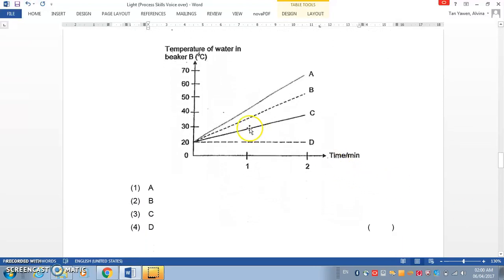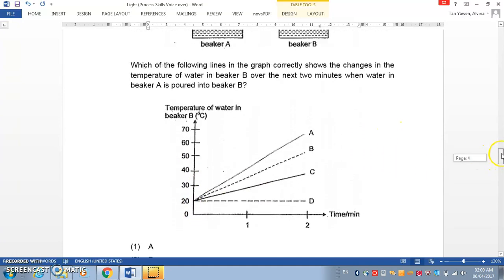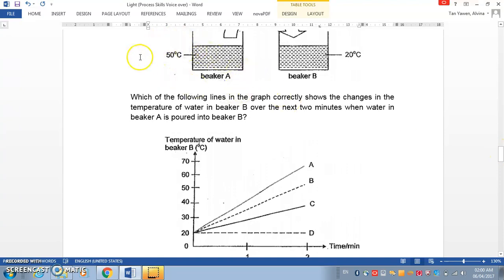If we look at this graph, we realize that all of them show an increasing trend, because all the graphs are going upwards. But the temperature at which it ends is important to tell us which is the best suited graph. So let's go back and look at the temperature of beaker A. The temperature of beaker A is 50 degrees, which means that if we were to mix beaker A and B together, the highest temperature it can record should not exceed 50 degrees, because heat only travels from a hotter to a cooler region. It is unable to heat up above 50 degrees if we do not have a heat source. Since there's no mention of a heat source in this question, we cannot assume that.